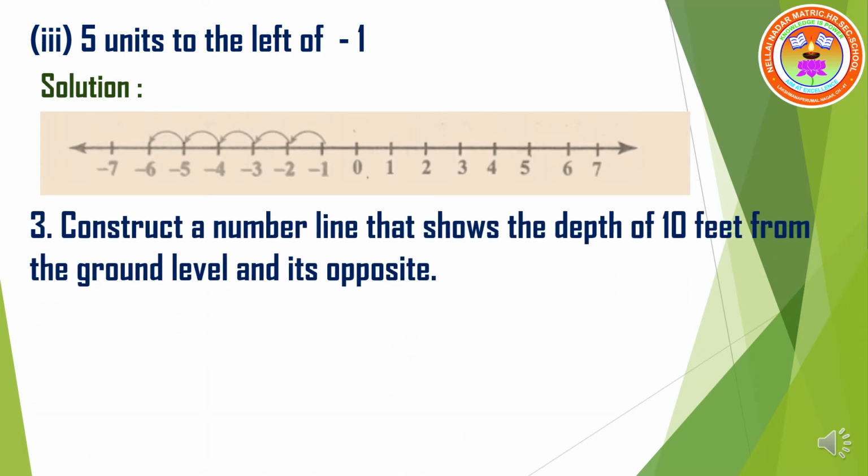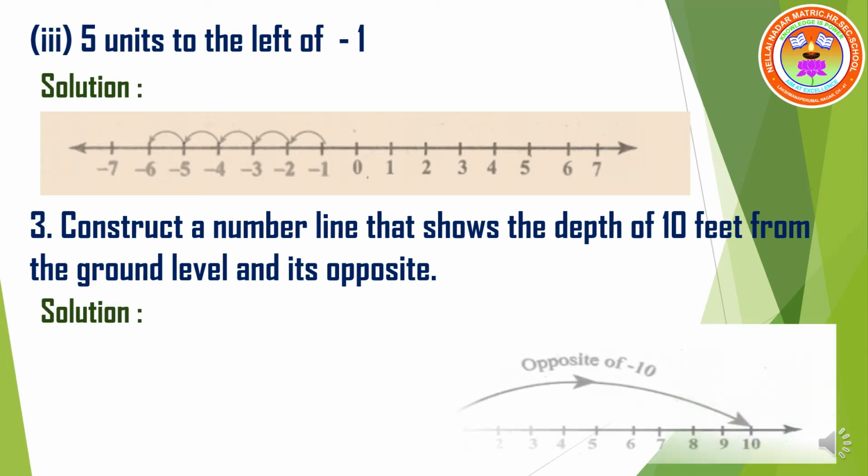Question number 3. Construct a number line that shows the depth of 10 feet from the ground level and its opposite. So here we are going to consider the ground level as 0 and the depth of 10 feet to be the negative integer, whereas the opposite of the depth of 10 feet will be considered as positive. Can you understand children? So let us represent that on a number line.